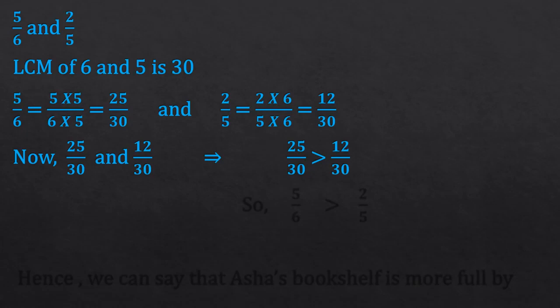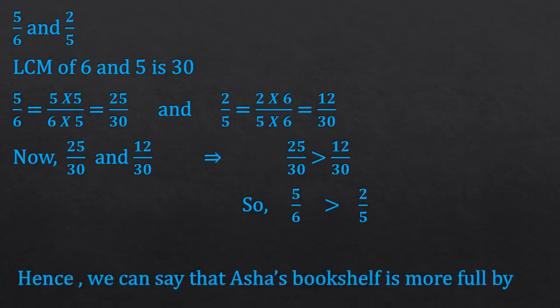That means 5 upon 6 is greater than 2 upon 5. And 5 upon 6 is the fraction of Asha's bookshelf. So we can say that Asha's bookshelf is more full. Then it is asked one more question: by what fraction? So we have to find out by how much Asha's bookshelf is more full.